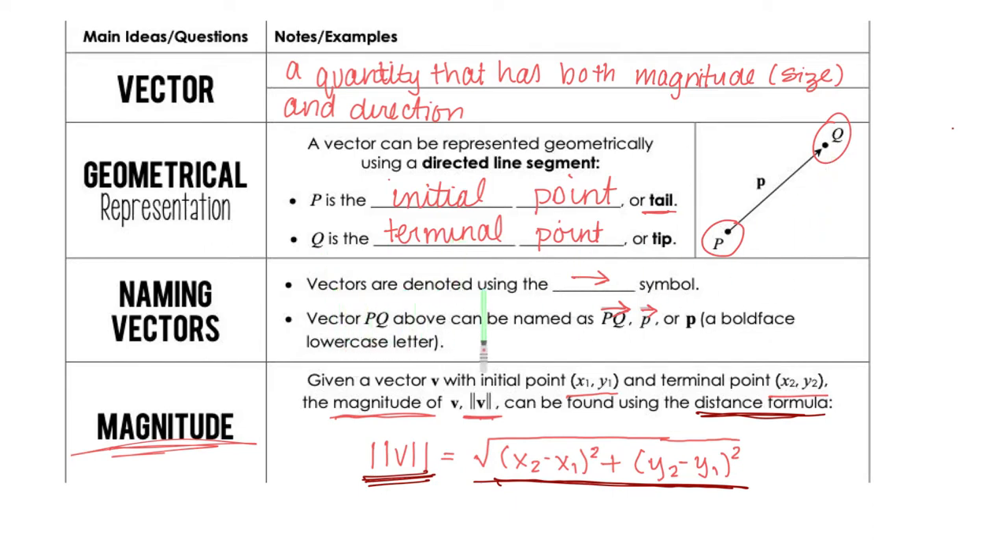And then the vectors were noted with the little arrow symbol. We looked at vector PQ being noted those three different ways. Then we talked about magnitude being simply the distance formula, or how long the vector was. Did y'all have any questions about those?